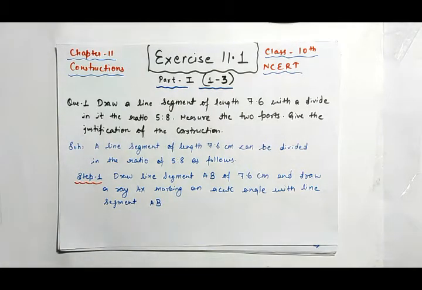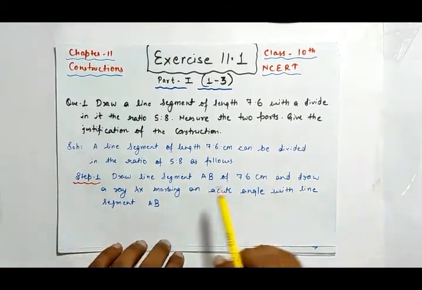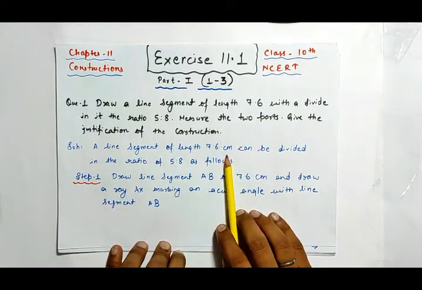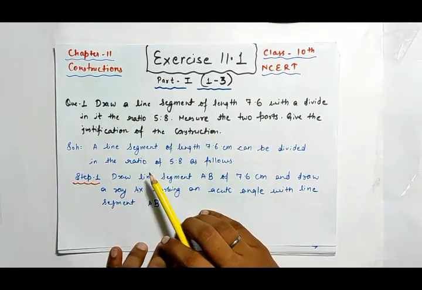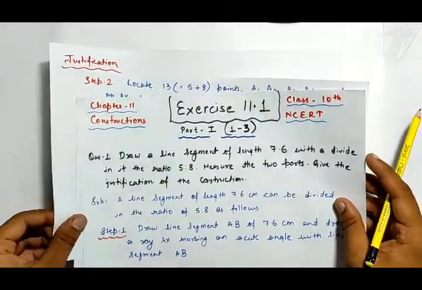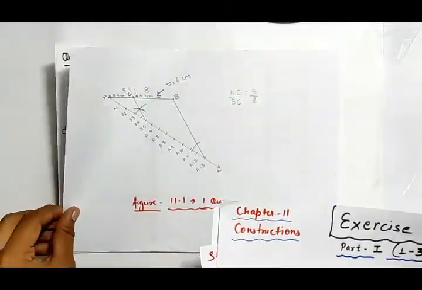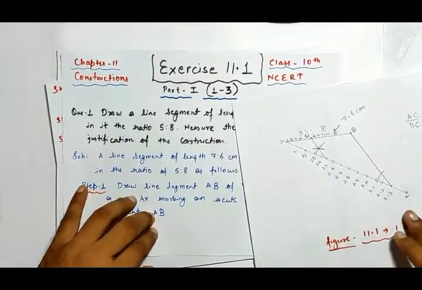So here what we have to do is draw a line segment of 7.6 centimeter which can be divided into the ratio of 5:8 as follows. Here in step number 1, let me show you the diagram of this question. So here is the diagram. We are putting this diagram here so that you can understand the question easily.